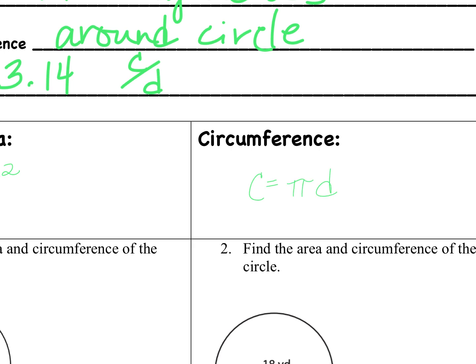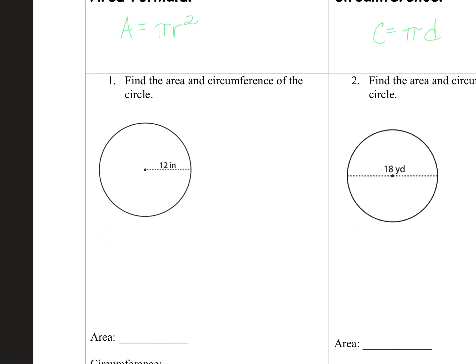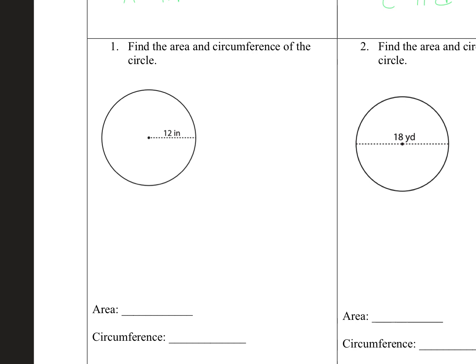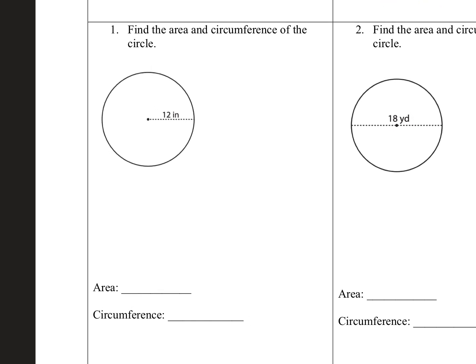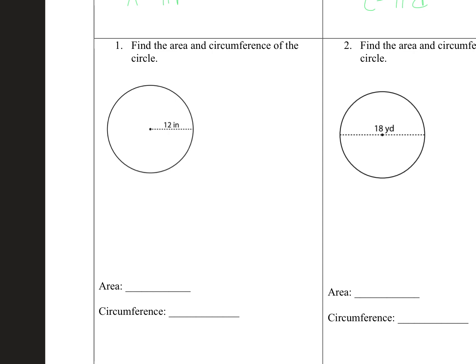So sometimes you need the radius and sometimes you need the diameter. So you should find both for each circle. So for this first one, it says find the area and the circumference of the circle, and it gives us 12 inches, goes from the center to the edge. That is the radius. The radius is 12. If the radius is 12, the diameter then is 24 because it goes all the way across.